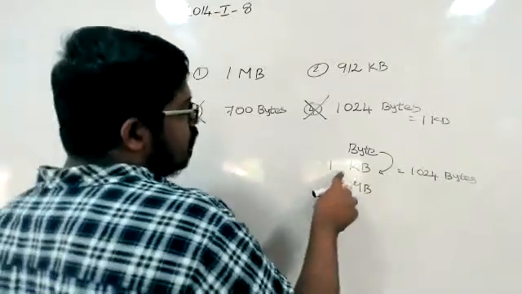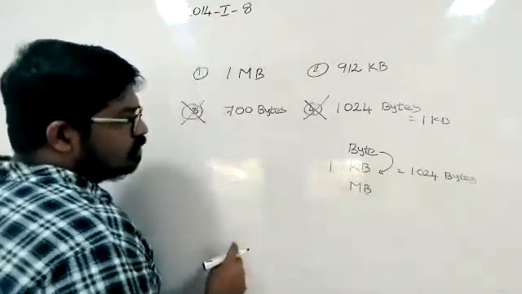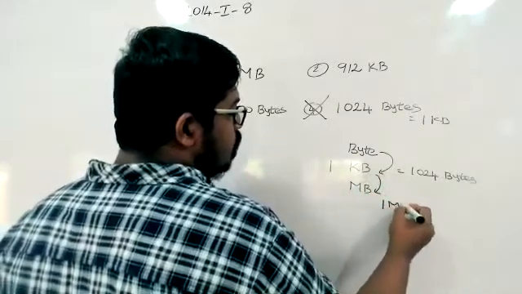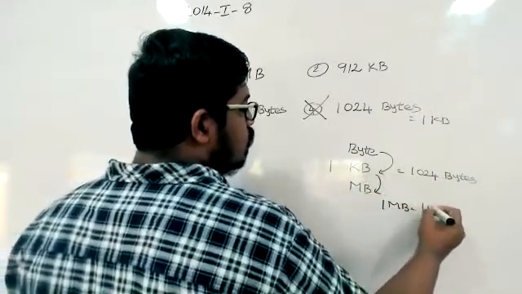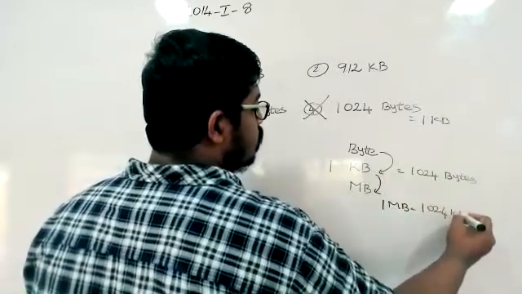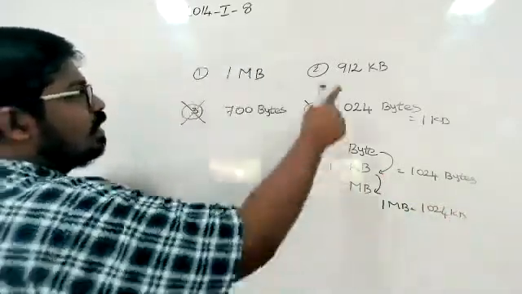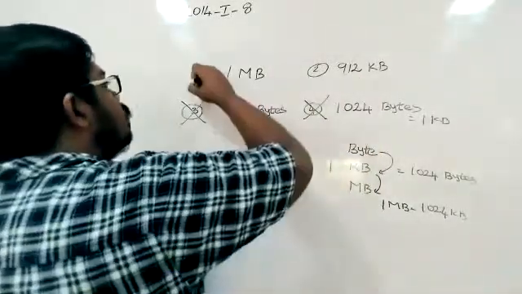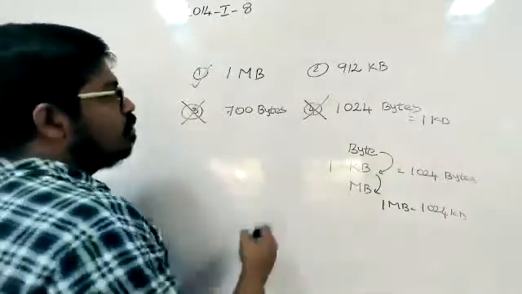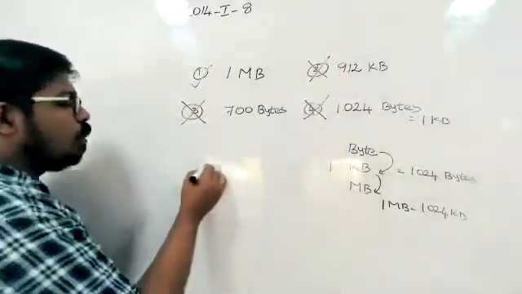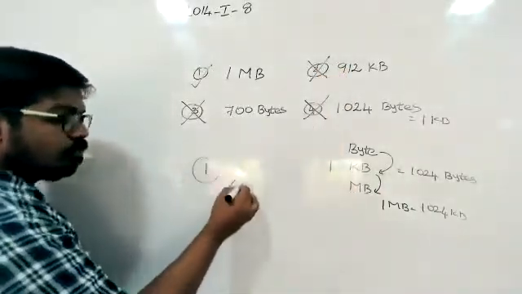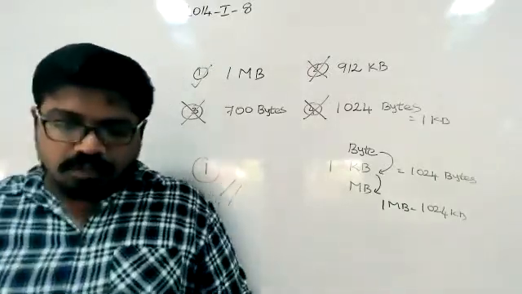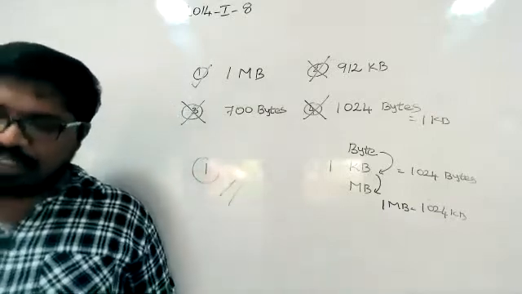Then when you consider the kilobyte and megabyte relationship, 1 megabyte will be equal to 1024 KB. Here I have 912 KB only. This is 1 MB. So this one is the larger one. So the answer option will be the first answer option. So that's the end of 2014 paper, question number 8.